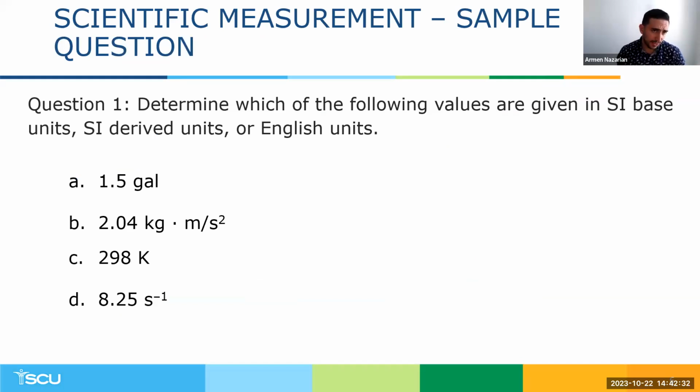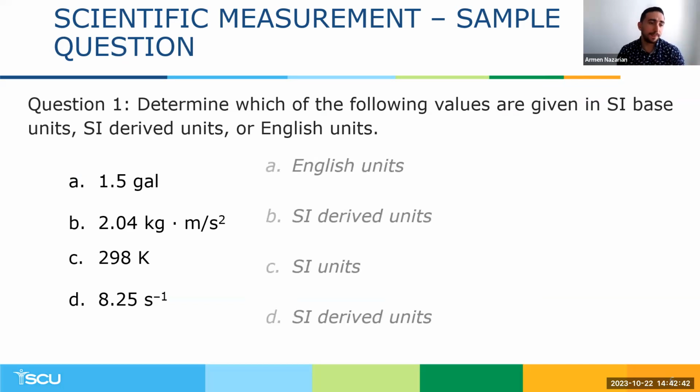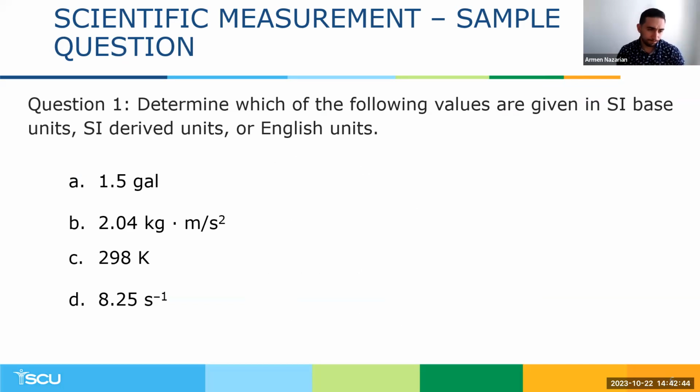Now let's test ourselves to this and determine which of these are base units, which are derived units, and which of them are English units. So 1.5 gallon. Gallon is an English unit. We already know that. Kilograms multiplied by meters over seconds squared. That is the combination of a few base units, so that makes it a derived SI unit.